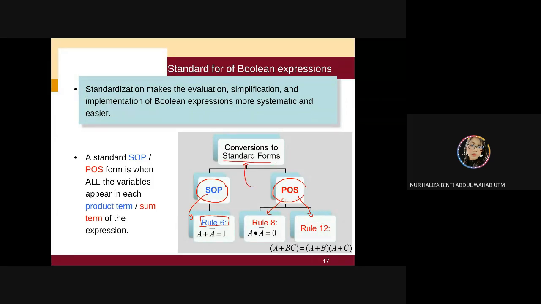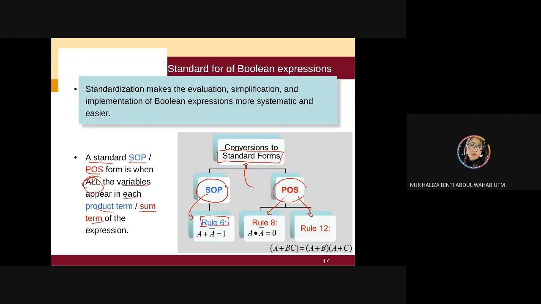your standard form. What is standard form? Standard form means you need to have all variables in each product term or in each sum term. Standard SOP or POS, you need to have all variables in each product term or sum term.